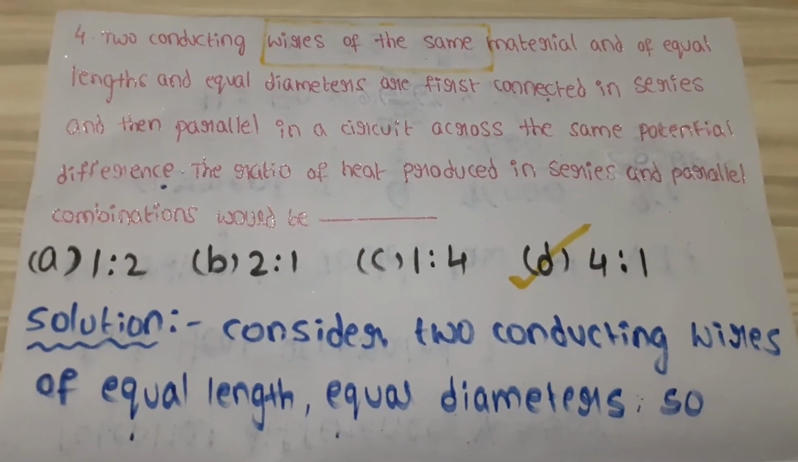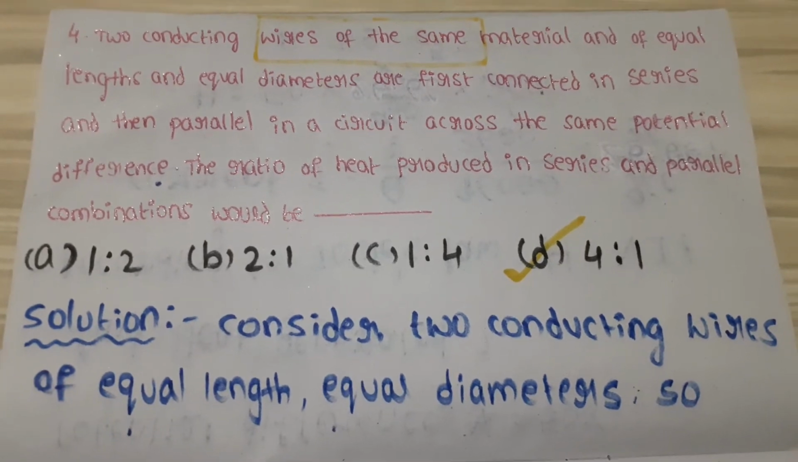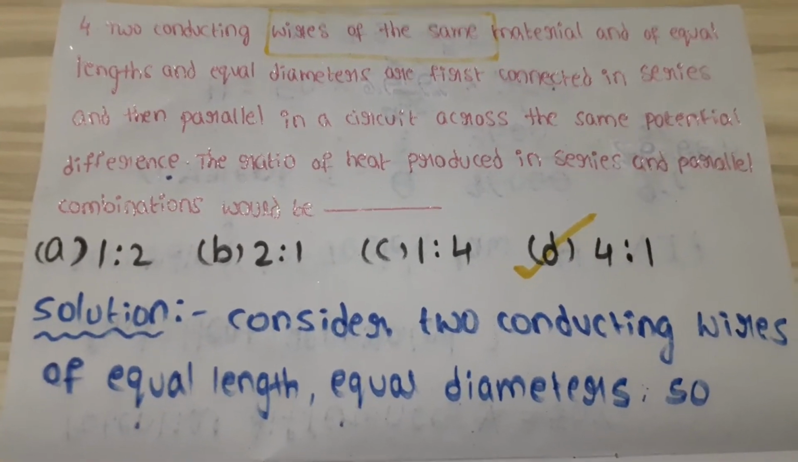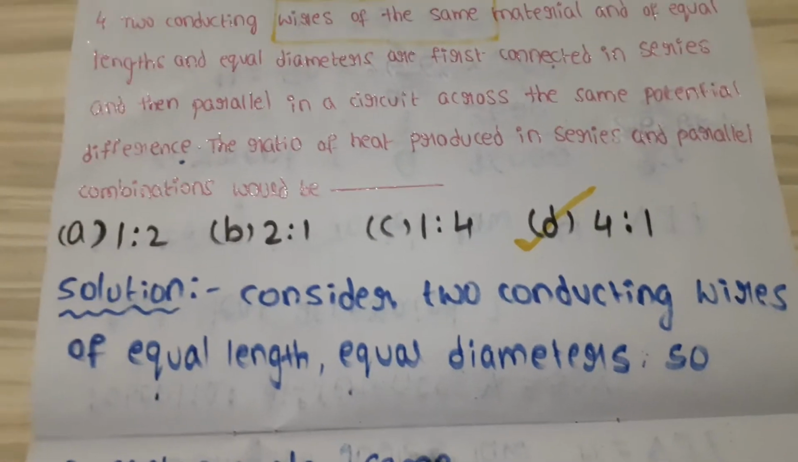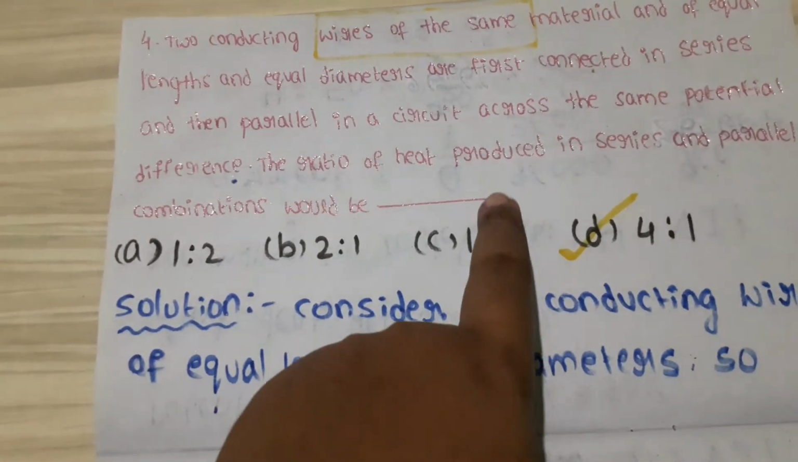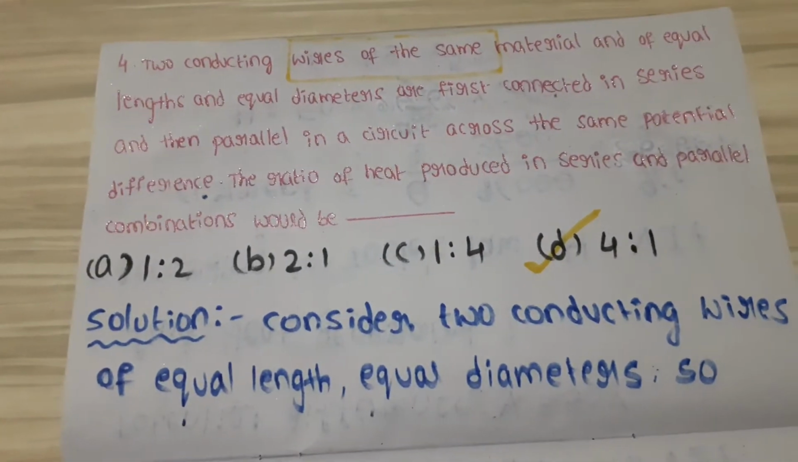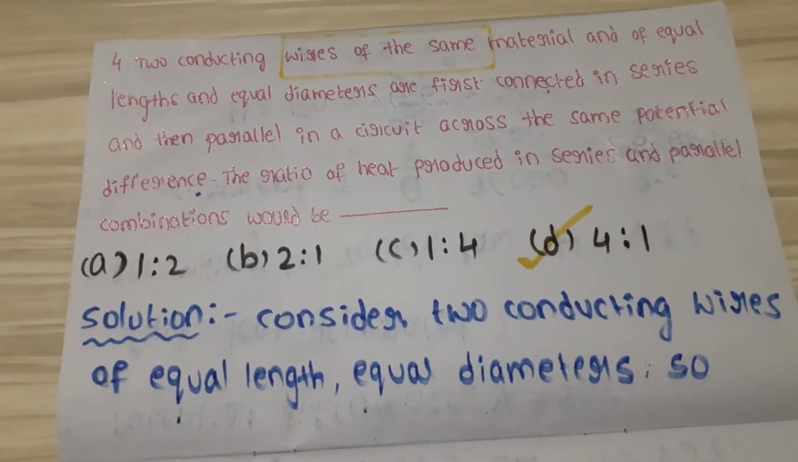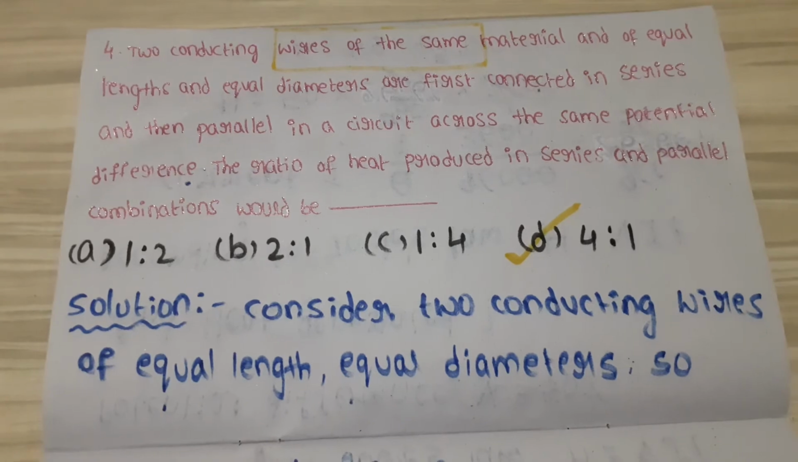In the question, the ratio of heat produced in series and parallel combination, series and parallel combination, is 4 is to 1. If they were asking heat produced in parallel and series combination, 1 is to 4 is the correct answer.